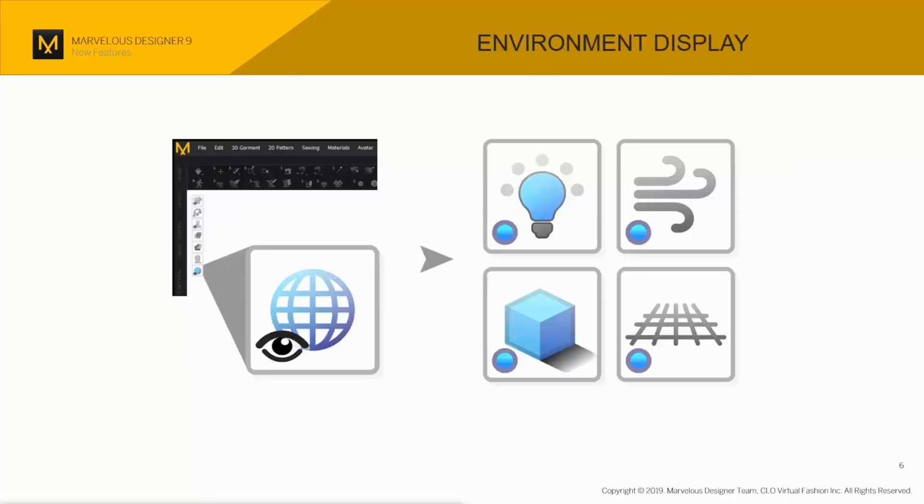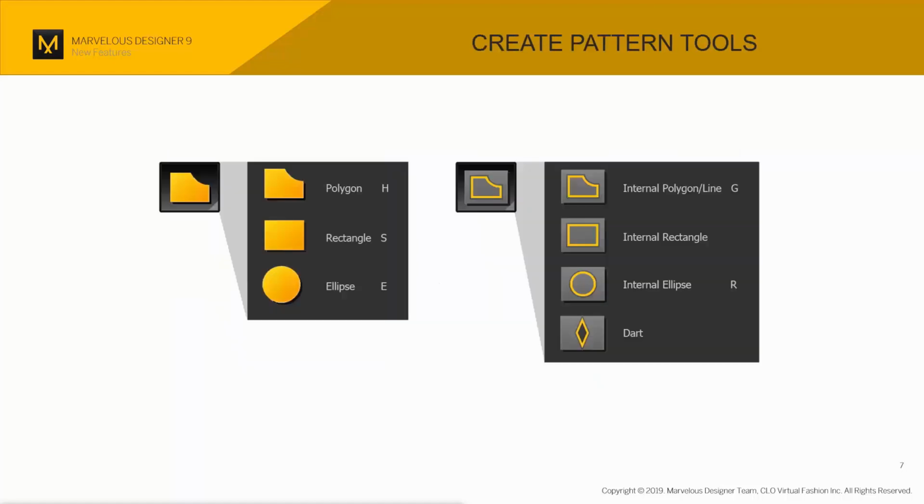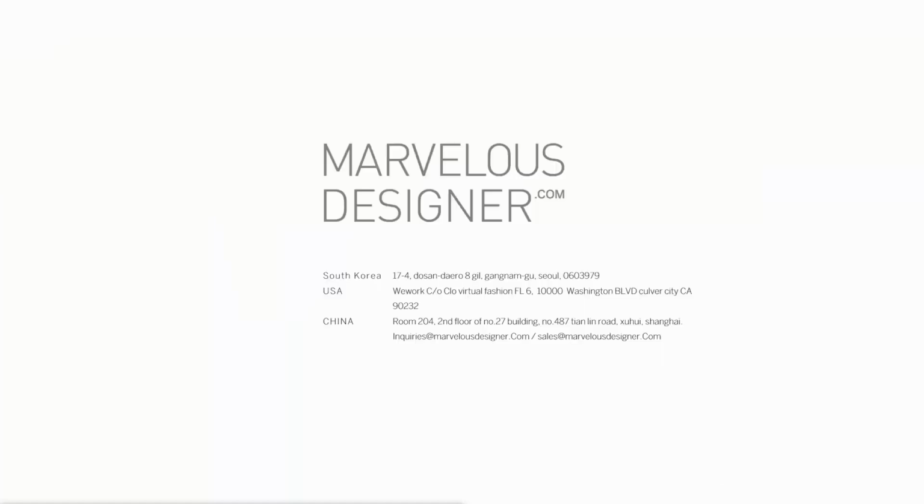We have added a new environmental display for your scene, so you can see wind, lighting. You can also take away the grid if you really want. And we have updated our user interface just a little bit. We have now nested a lot of our pattern tools just with a long press on the left mouse button so that it'll be a lot easier to find the similar pattern tool groups. So that is just a quick introduction to the Marvelous Designer version 9 features. So let's actually get into showing you some examples.